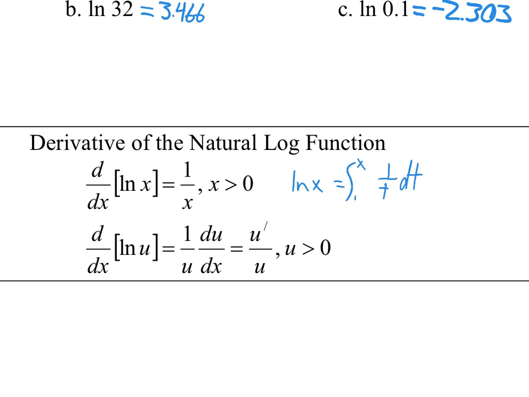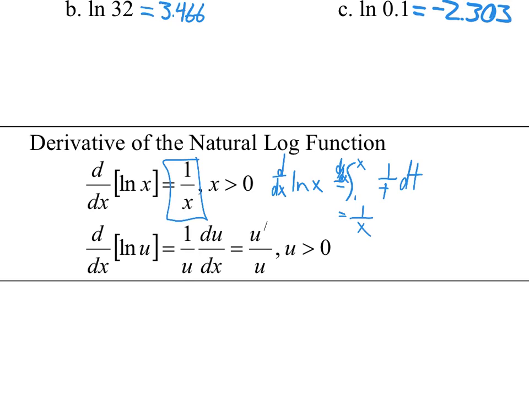All right, now if we take the derivative of both sides of this using the second fundamental theorem of calculus, we know that this right-hand side is just going to equal 1 over x. And over here, that is the derivative of ln of x. So that's where we get this from.